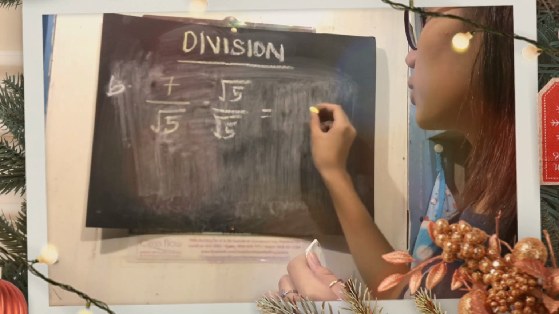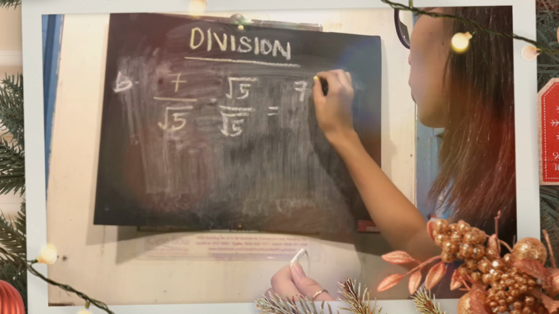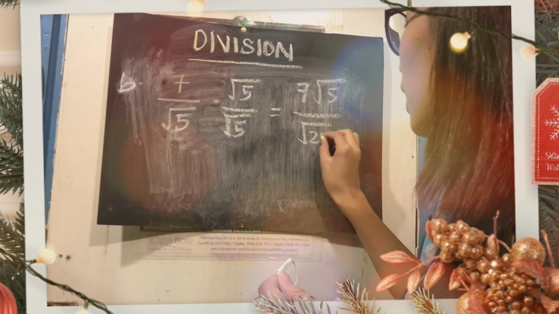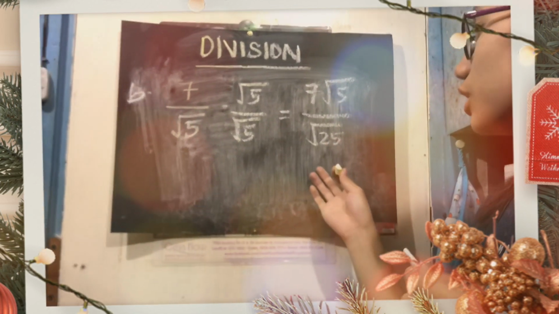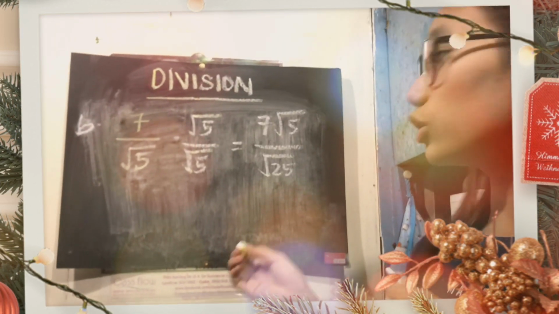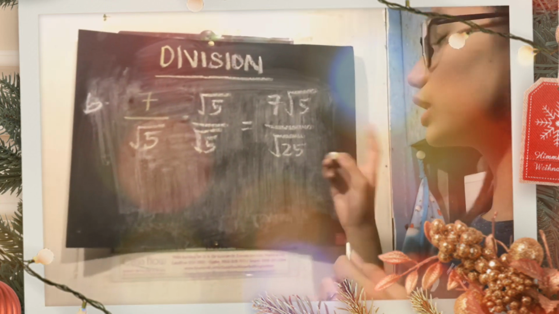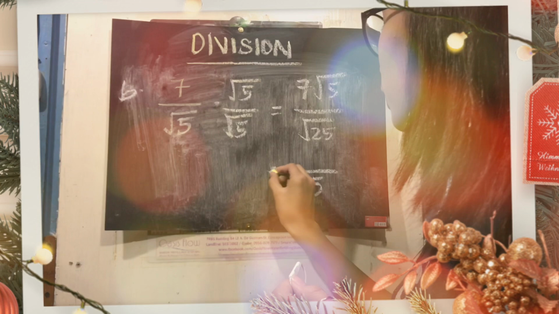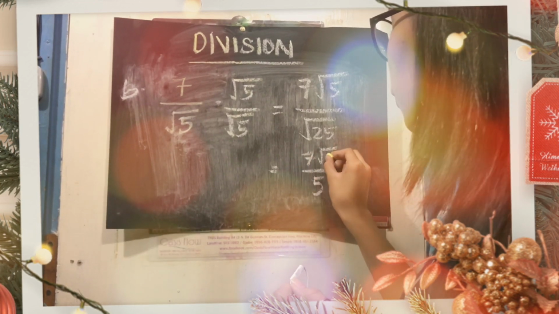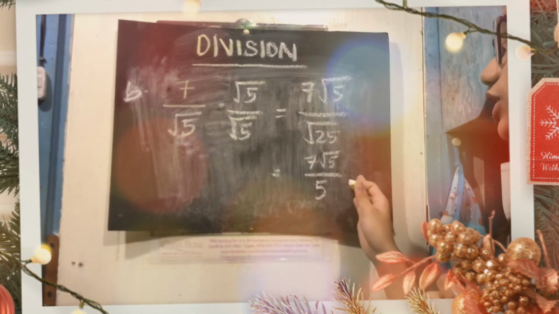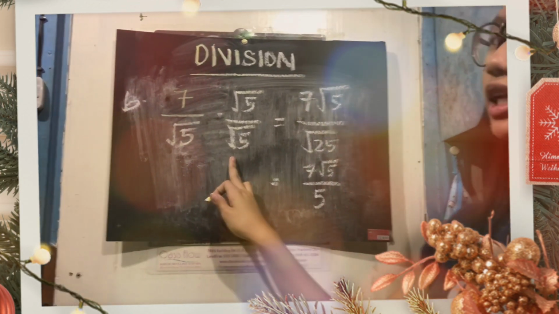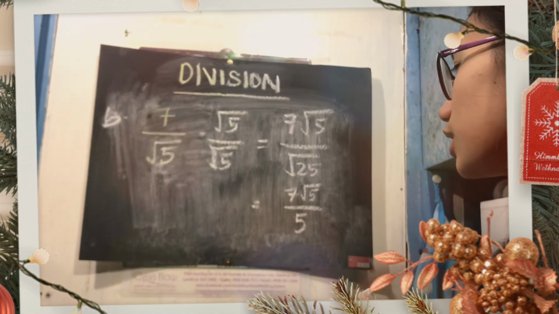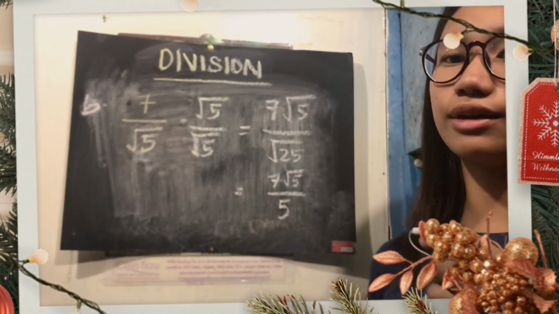7 times square root of 5 over square root of 25. Here, in square root of 25, when you take the square root of 25 inside the radical, we have 5. Then that is the answer: 7 square root of 5 over 5. We just need to remove the radical sign here in the denominator. So the answer is 7 square root of 5 over 5.